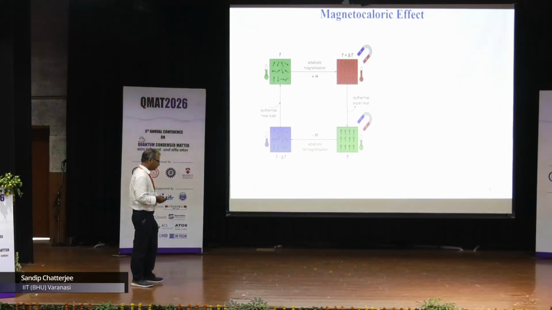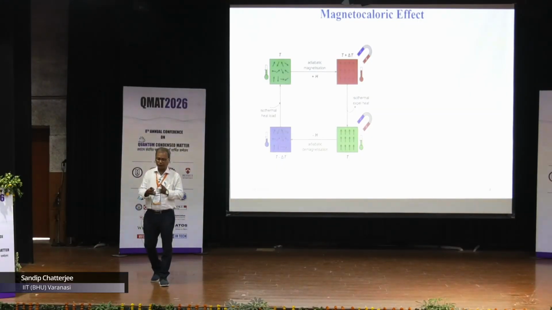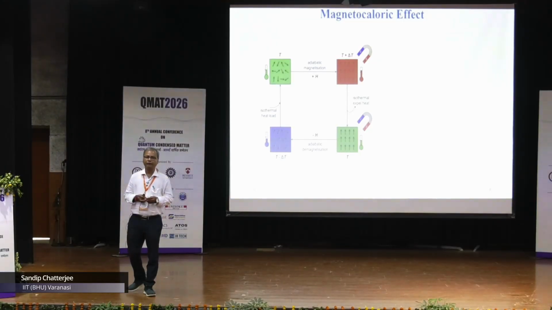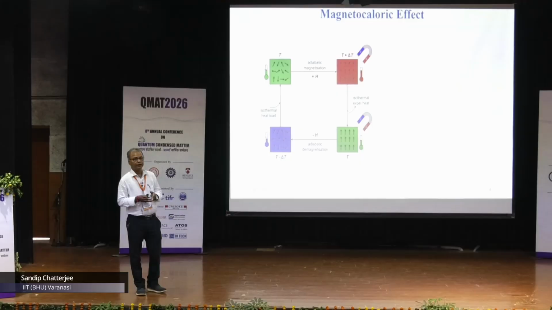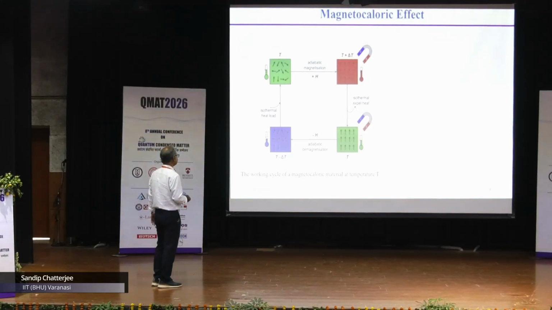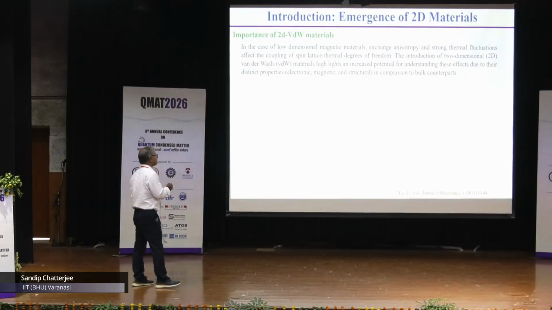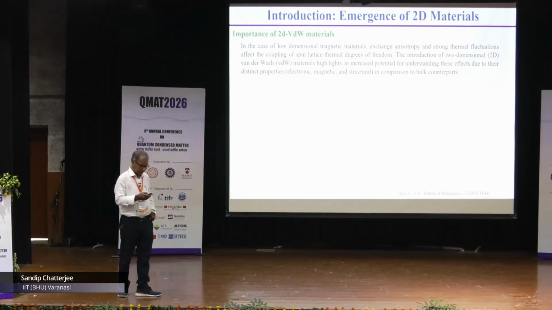And from the measurement of the magnetocaloric effect, one can detect the magnetic phase transition, which arises due to the entropy variation caused by the application of the magnetic field. Now, we will discuss the magnetocaloric effect in 2D van der Waals materials.